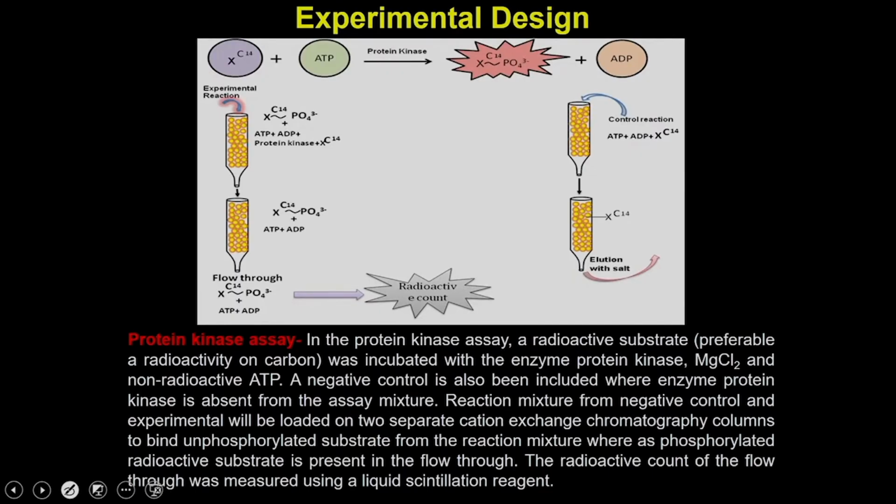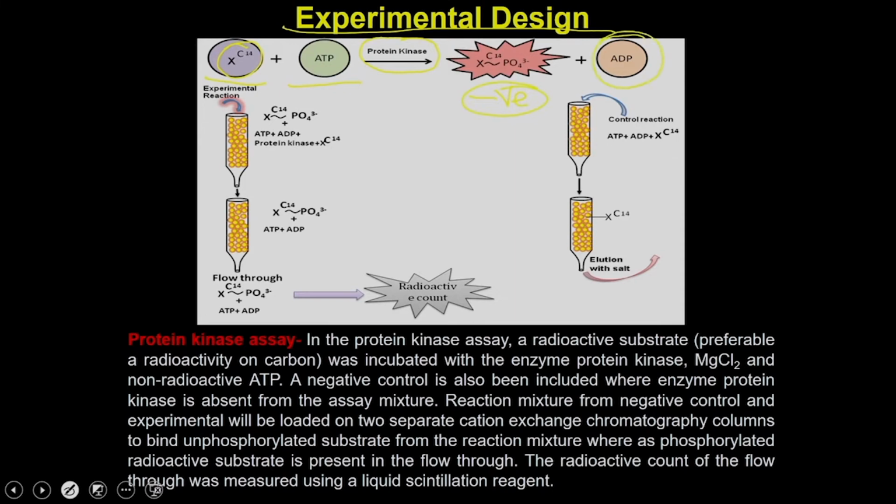Now, what is the experimental design? You take the substrate and radiolabel it with carbon 14. That makes the substrate detectable with the help of radiography. Then you incubate it with ATP. The protein kinases present in the lysate are going to phosphorylate the substrate, giving it a negative charge, and in addition they generate ADP.